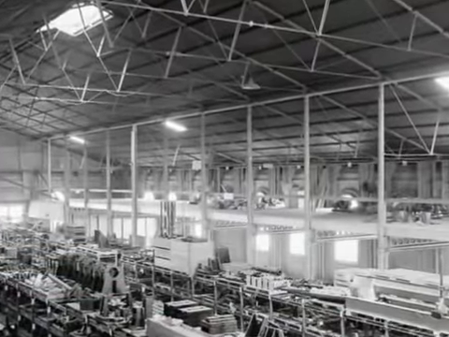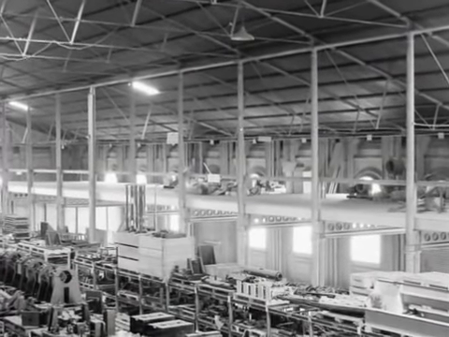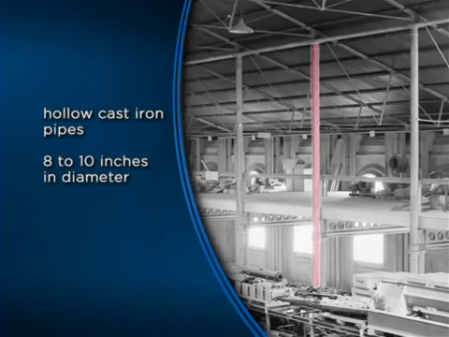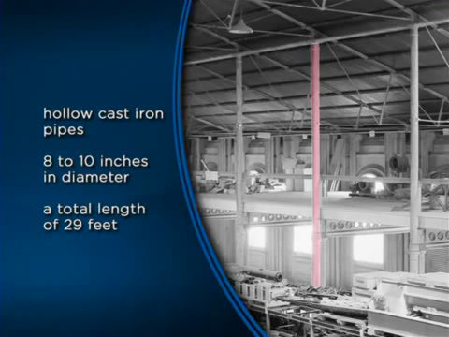Now let's look at the columns in the Watervliet Arsenal building. The interior columns of the Watervliet building are hollow cast iron pipes, 8 to 10 inches in diameter, with a total length of 29 feet. Now, that hollow circular cross-section is clearly a very appropriate choice for resisting buckling. Nonetheless, this is an extremely slender column, or at least it appears to be, and therefore it appears to be quite susceptible to buckling. But wait!